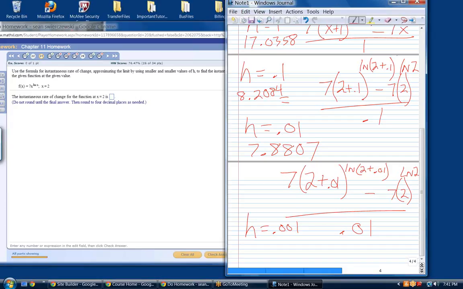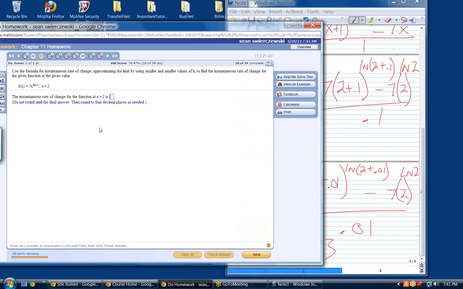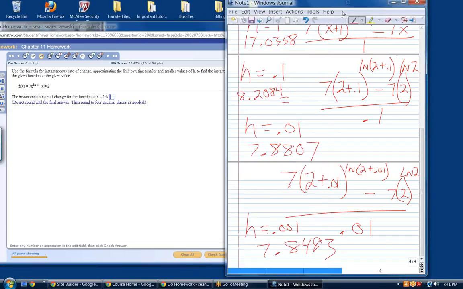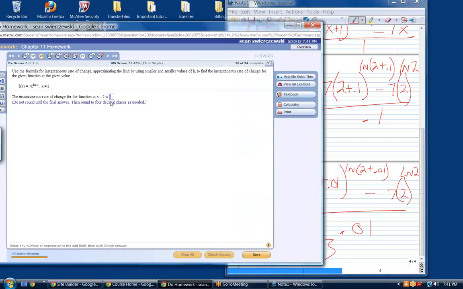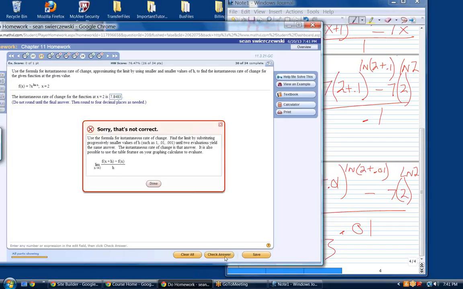So 0.001 is 7.8483. Okay, we're definitely getting closer to what should be the final answer. I say we go with that. Otherwise, we could spend an arbitrary amount of time. 7.8483. 7.8483. And they even used the same exact 3 numbers we did.